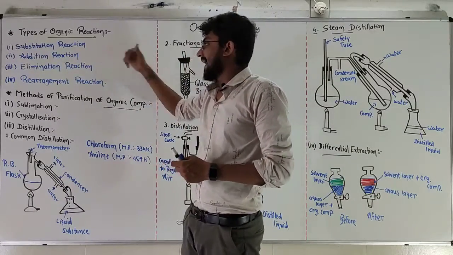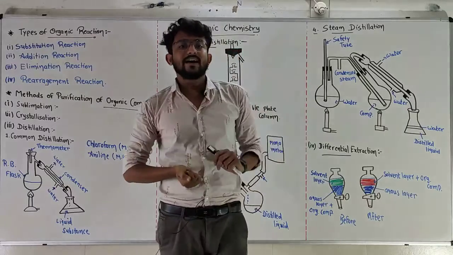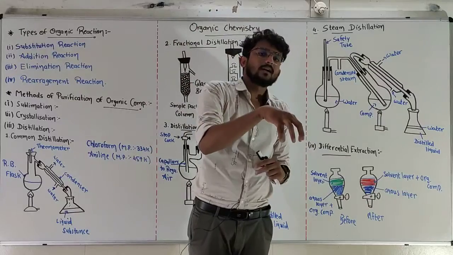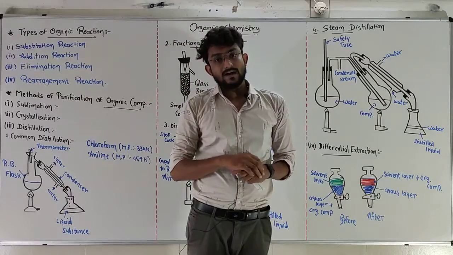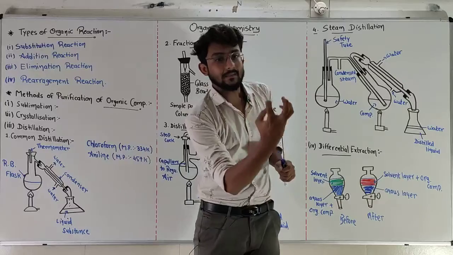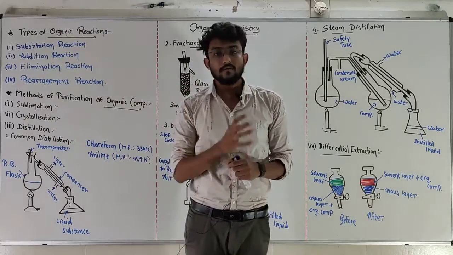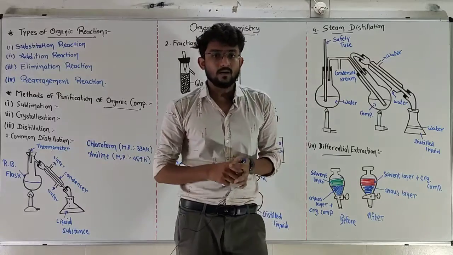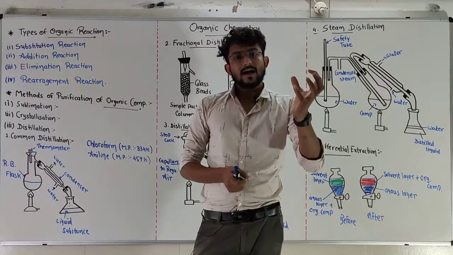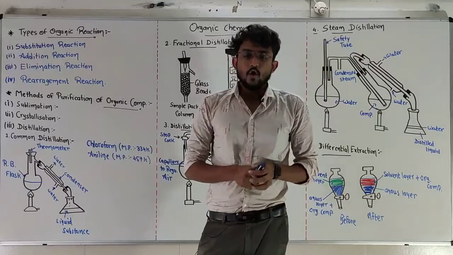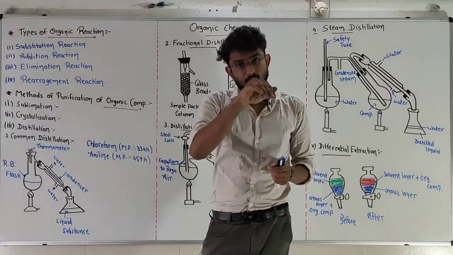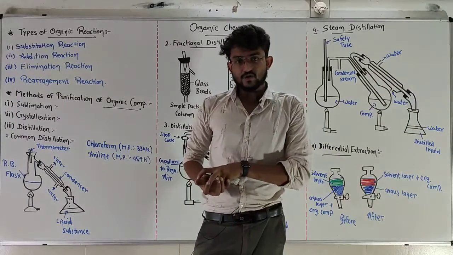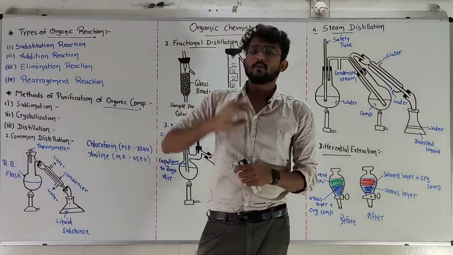Next type is elimination, totally opposite of the addition reaction. In the addition reaction, we were adding something into our molecule. In an elimination reaction, we are eliminating something from our molecule. We are removing something from our molecule. For example, on the first carbon, hydrogen is there, I am removing hydrogen. On the second carbon, there is OH, I am removing OH. So hydrogen and OH make H2O. So H2O is removed from the molecule.